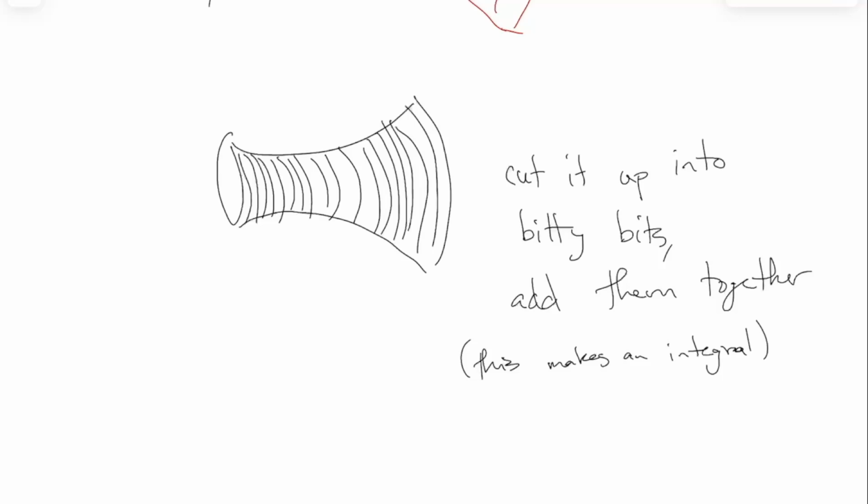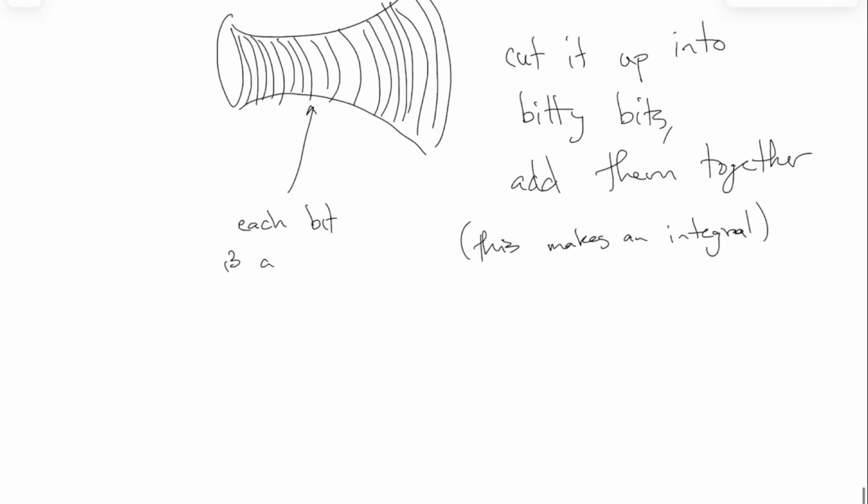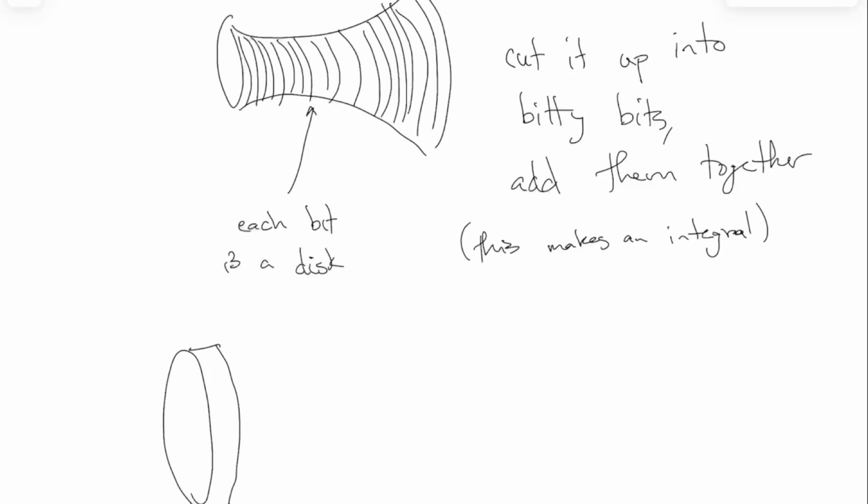So in this case, when we cut it up, each bit here is a disc. It looks sort of like this, and then it has some kind of thickness to it. That's not a great picture. I'm talking about something like this, where this thickness here is what we usually call delta x. That's the width of each of the slices, all right?